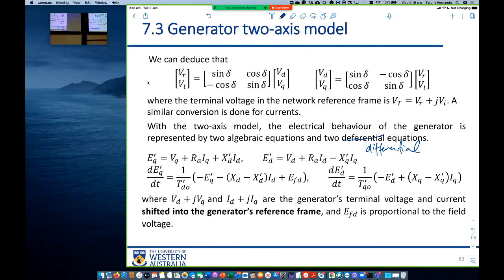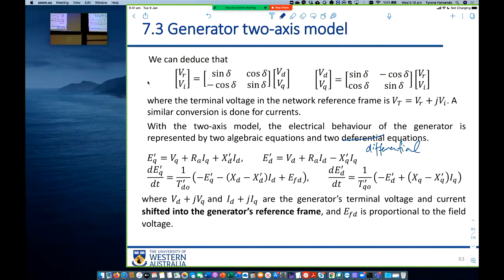So in the RI reference frame I can write the equation, and those equations in the DQ reference frame, because you can separate the real parts and the imaginary parts, will just turn out to be those. Does the formula sheet actually provide those equations? No? Okay.